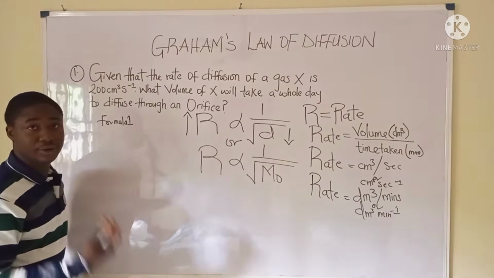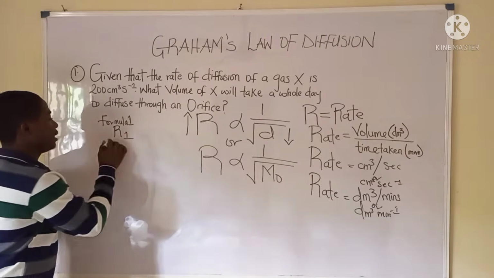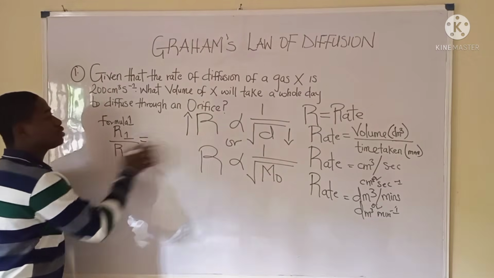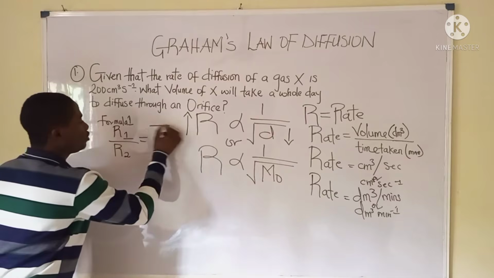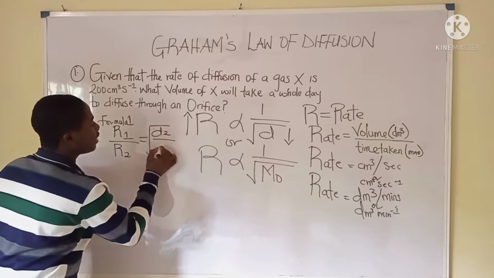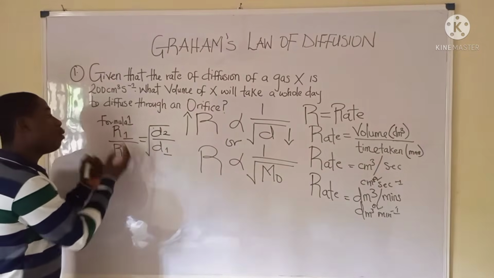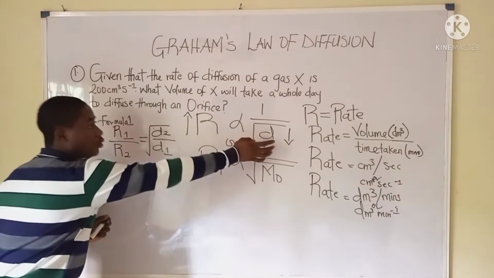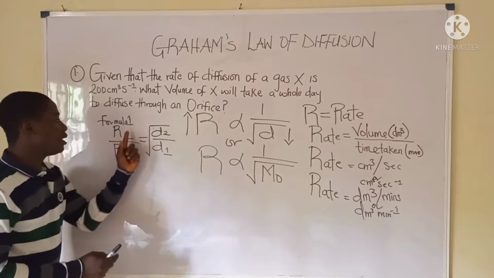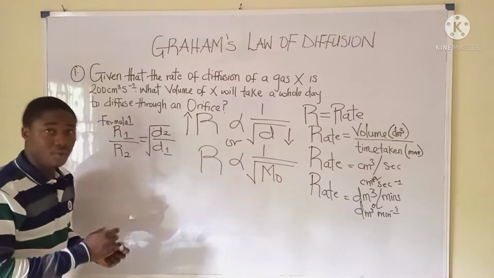In solving problems on Graham's law of diffusion, let's see. R1, which is rate 1, divided by R2, rate 2. Comparing it with density, we have the square root of density, but basically density 2 over density 1, because in this context we are comparing rate and density, and we recall we said when rate increases, density reduces. So you can see we have R1 over R2 equal to the square root of d2 over d1.